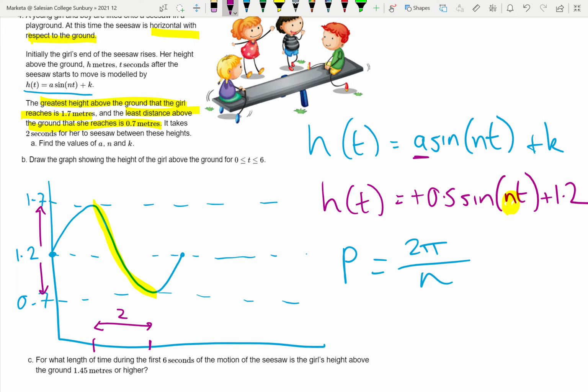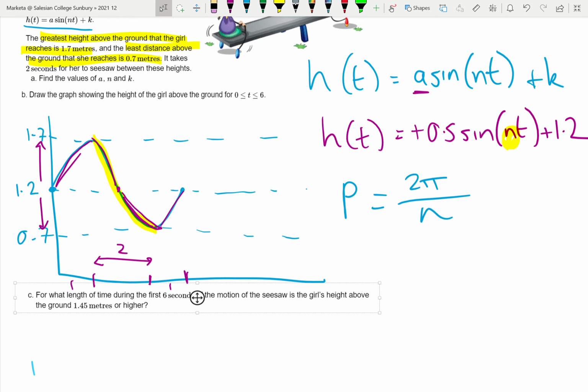So then, if we want to go all the way to here, we can see that 2 seconds is half of the graph, and then you've got another quarter there, which must be 1, and then another quarter there, which must be 1. So in other words, we've got 4. So the period is 4.